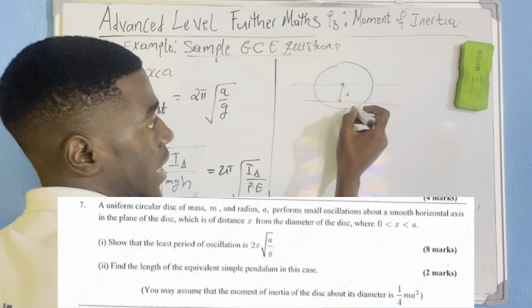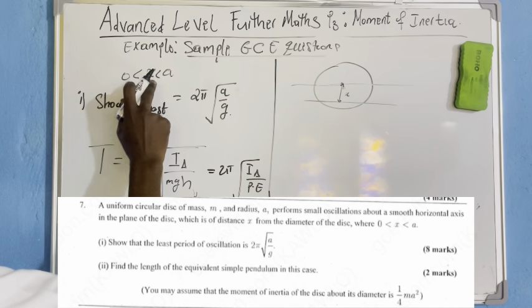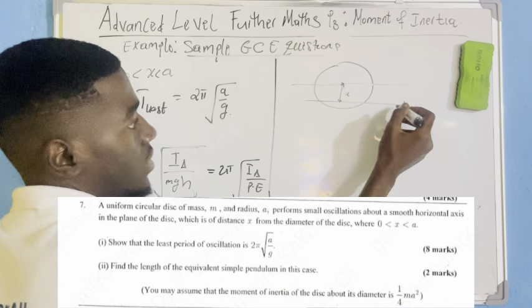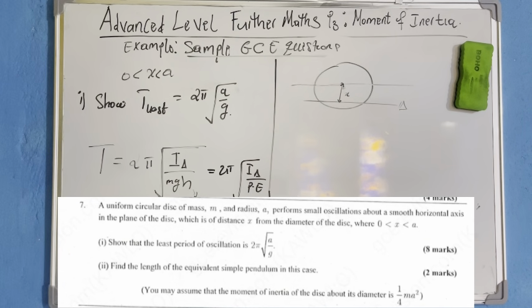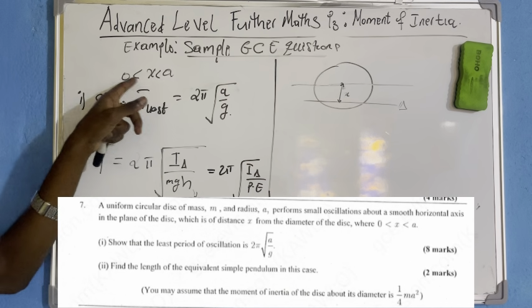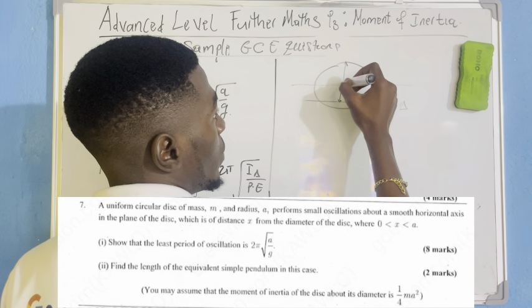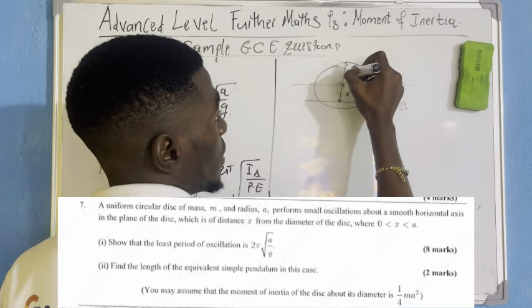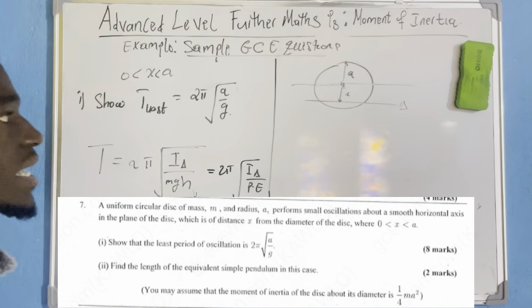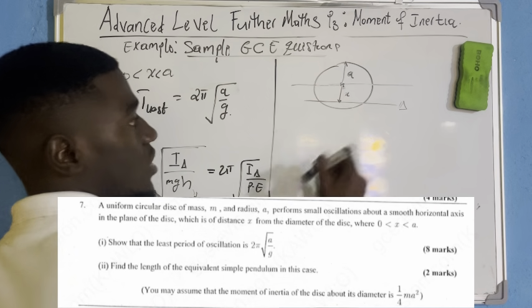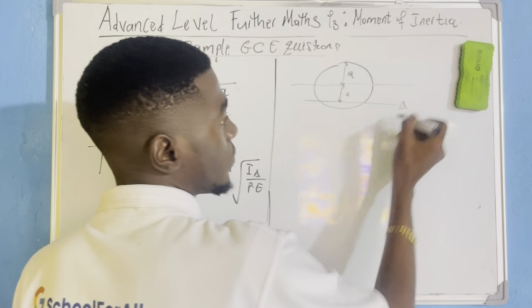axis x. Now the precise that x is greater than 0 and smaller than a means that the axis should be inside the disc. I hope you understand it, because x should be greater than 0 and smaller than a, knowing that the radius, the distance from the center to the circumference, is a. This means that the horizontal axis should be inside the disc. So this is the axis of rotation of the disc.